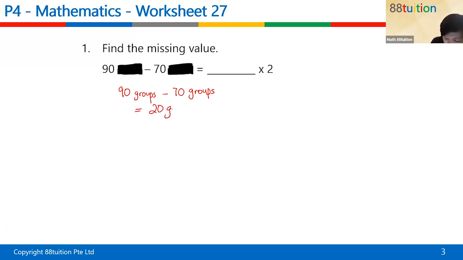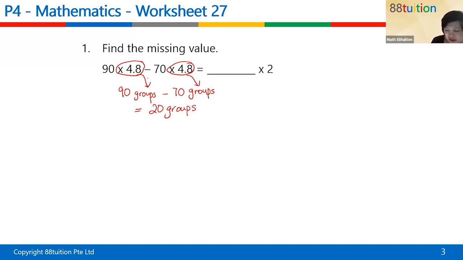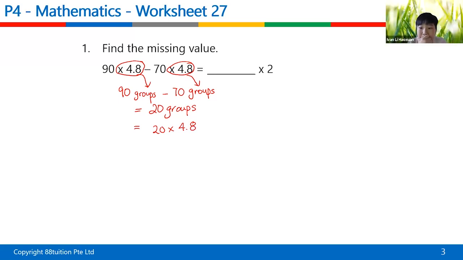If I use grouping, so I have 20 groups. Am I right? So now if I open up this one, see, I like magic like that. I'm going to erase this thing. What is my basket here is multiplied by this, right? So 90 groups of this and 70 groups of this. So my 20 groups will be equal to 20 multiplied by the group of 4.8.